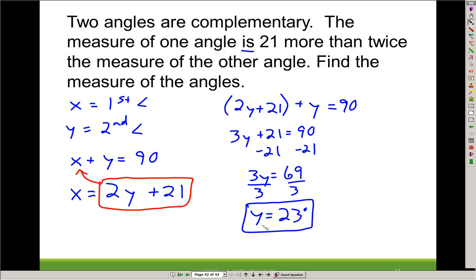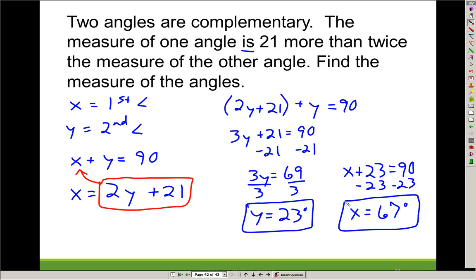I could substitute this into either equation, and it doesn't matter which one you do, you'll get the same thing. What if I substitute it into the first one? X plus Y equals 90, X plus Y, well, Y is 23, equals 90. Well, subtract 23, and X is 67 degrees.